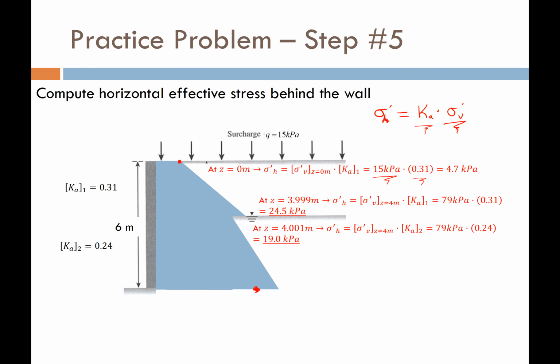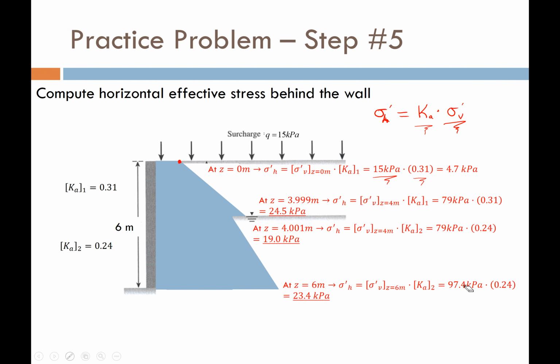And then at our bottom depth, at a depth of 6 meters, because we're definitely now in the second soil layer, we just have to take the stress that we computed from step 4 and multiply it by the active earth pressure coefficient we computed from step 3. And by doing that, we get 23.4 kPa.